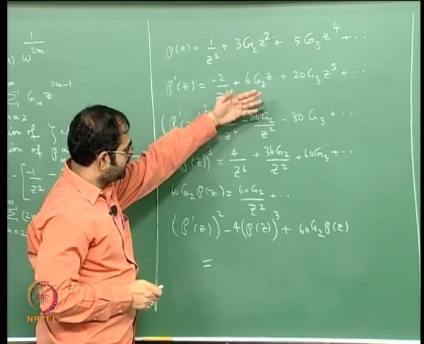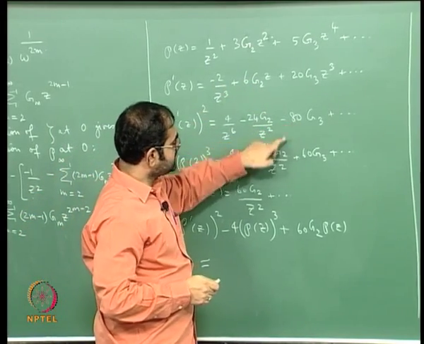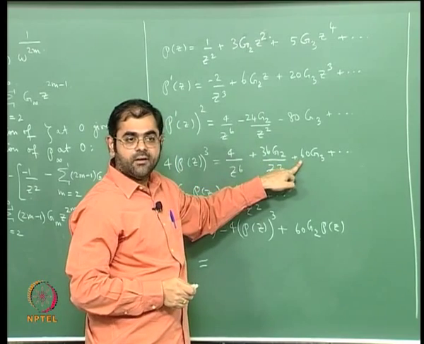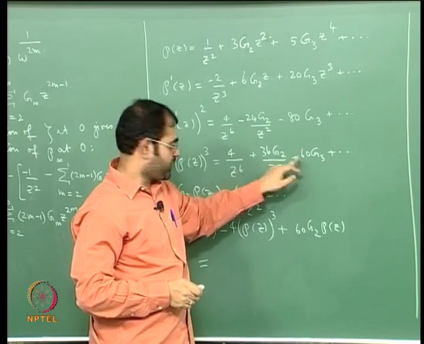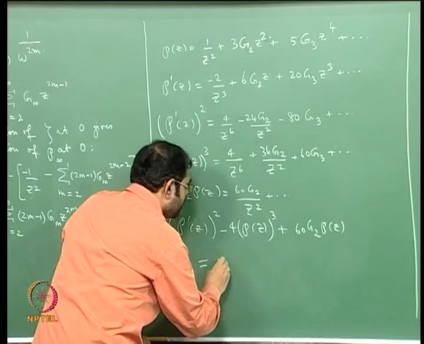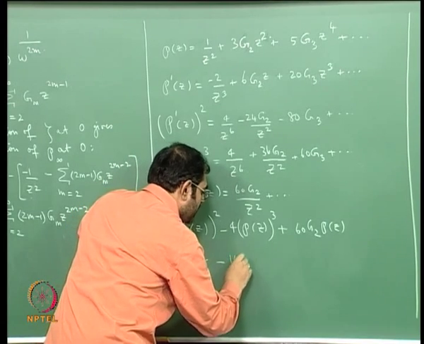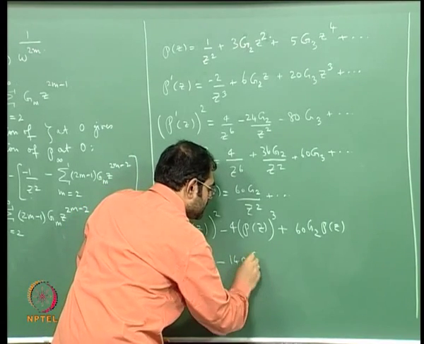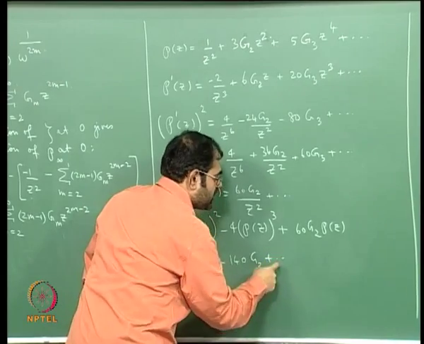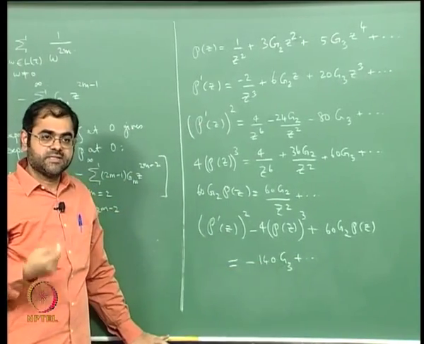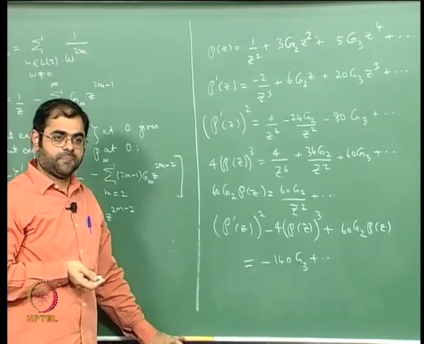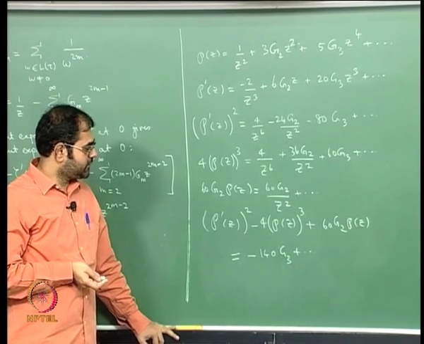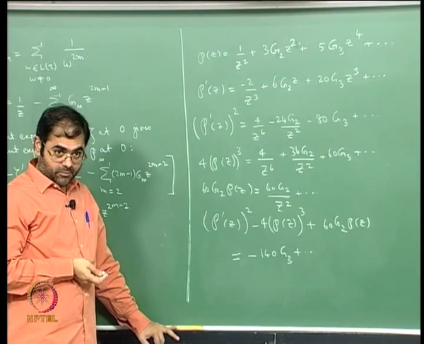So finally I will get minus 80 g3 minus 60 g3, which is minus 140 g3. So what I will get is this is equal to minus 140 g3 plus some terms which will involve z squared and z power 4 and so on. Okay, now here is the beautiful point.